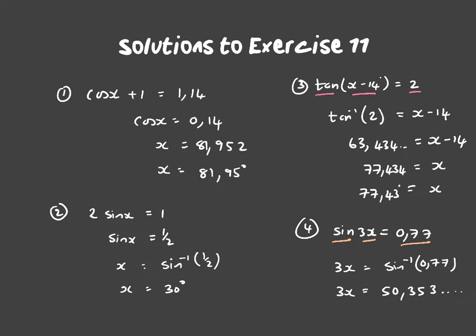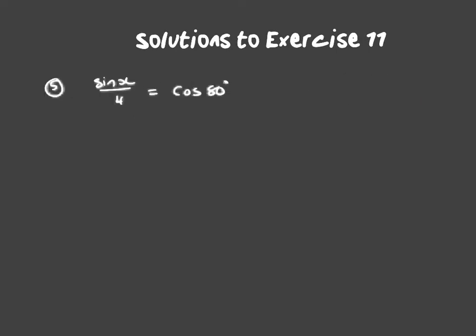Okay, but we don't do anything to that yet. We don't want 3x, we just want x. So you're going to say immediately then divide by 3. Divide that answer by 3. So that is 16.7846. So 16.78 degrees.